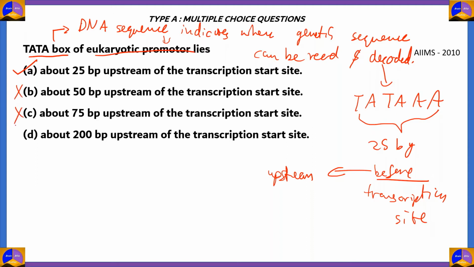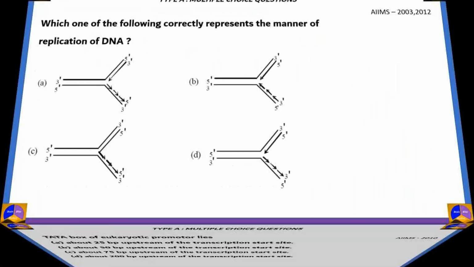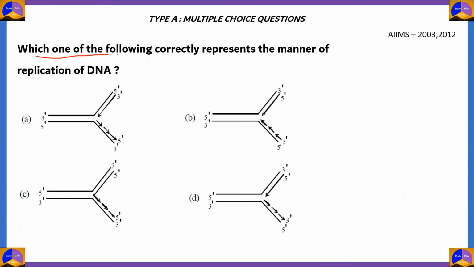So B, C, and D are all incorrect because the specific sequence given here, that is the TATA box, always lies about 25 base pairs upstream, and it is always having the code thymine, adenine, thymine, adenine, adenine, adenine. And this is the DNA sequence that indicates where genetic sequence can be read and decoded. Let's move on to the next question. Which one of the following correctly represents the manner of replication of DNA?